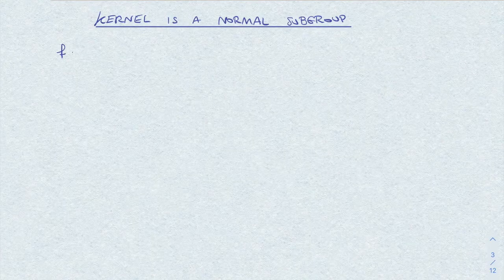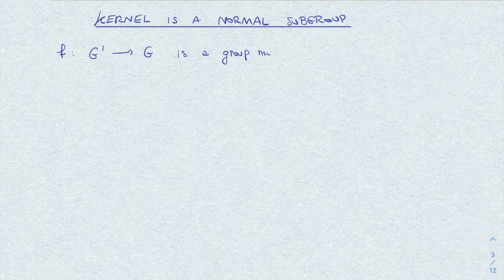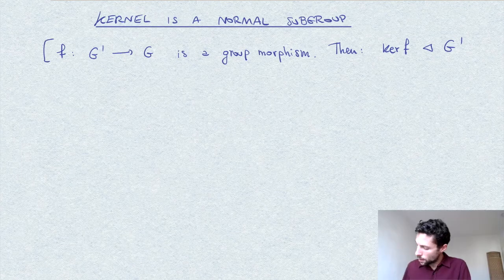So the setting is the following: f, say from some group G prime to another group G, is a group morphism. And then we know that the kernel of f is a normal subgroup of G prime. So this is the statement I want to prove.